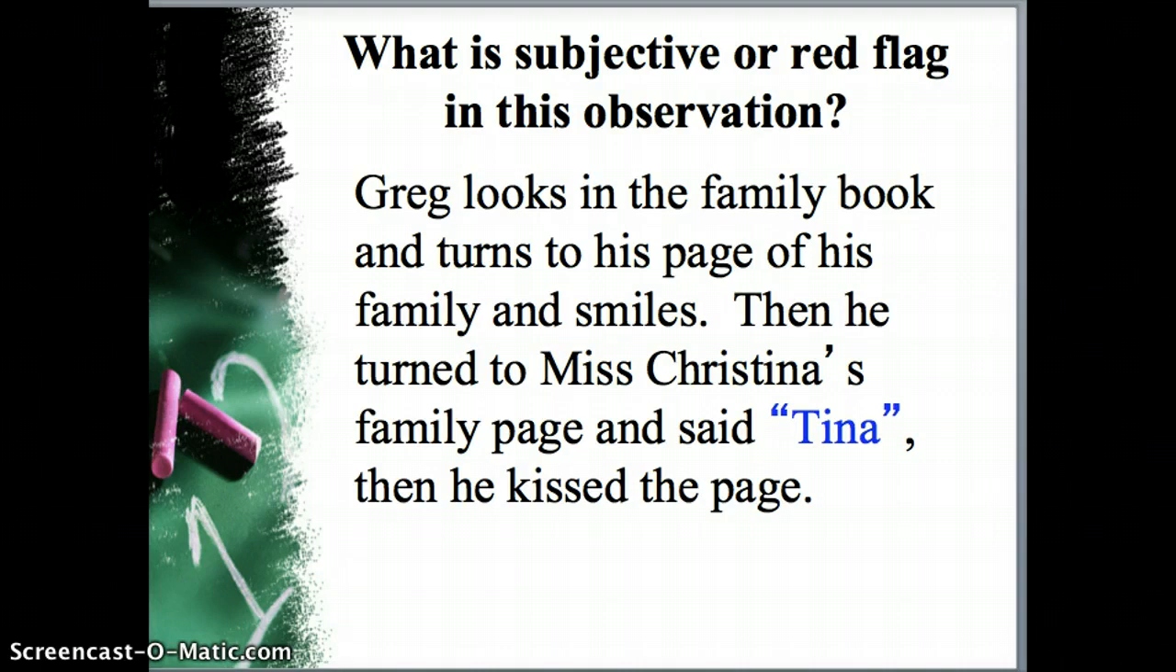If you're having a hard time figuring out, it's because it's a very good observation and there's really nothing I would change about this. I highlighted one thing on this page, and that's the name Tina. In the video lecture, we talked about making sure to use the exact words of the children. And in this case, Greg never called the teacher Christina, he always called her Tina. So by highlighting that, it gives us a clear example of his language development.